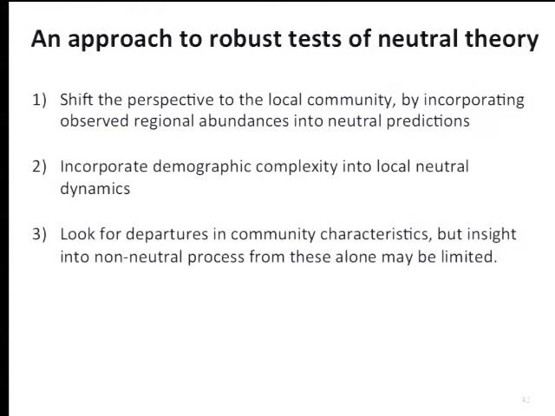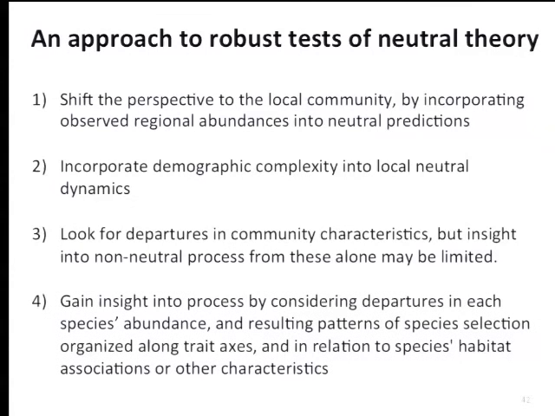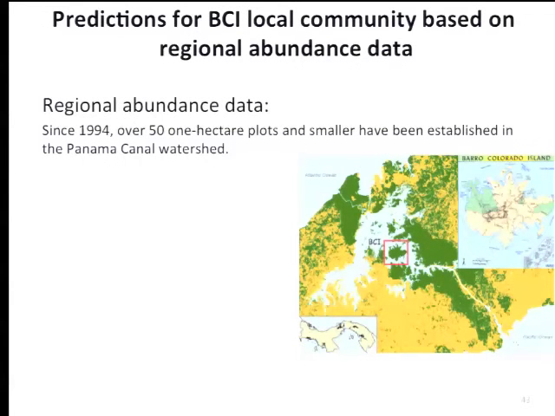is important. Third is to look for departures in the community-level characteristics, things like SADs, but to realize that insight into whether it's niches or habitat filtering or what particular process is driving it isn't really going to come just from that. And to gain insight into process, it might be helpful to consider departures in each species' abundance, so how different is a particular species' abundance from what you'd expect based on dispersal from a regional pool. And to organize those patterns of selection along trait axes or with respect to the habitat characteristics that the species might be responding to.